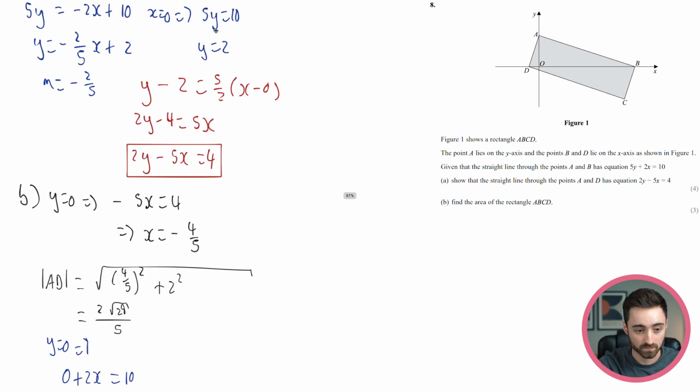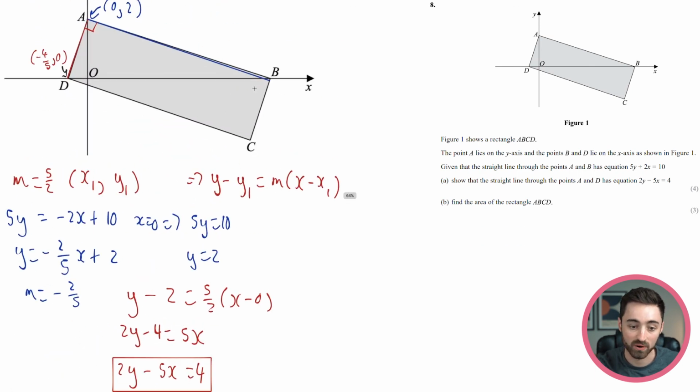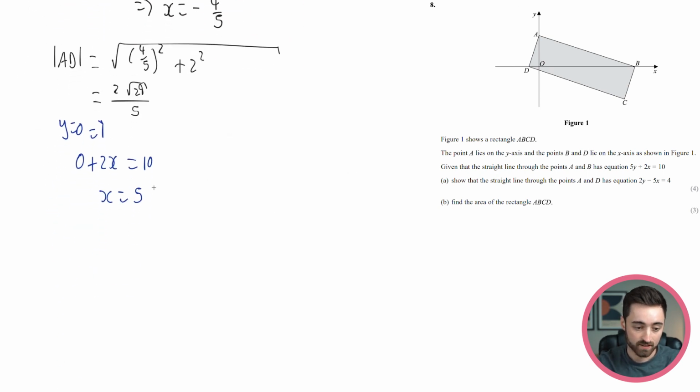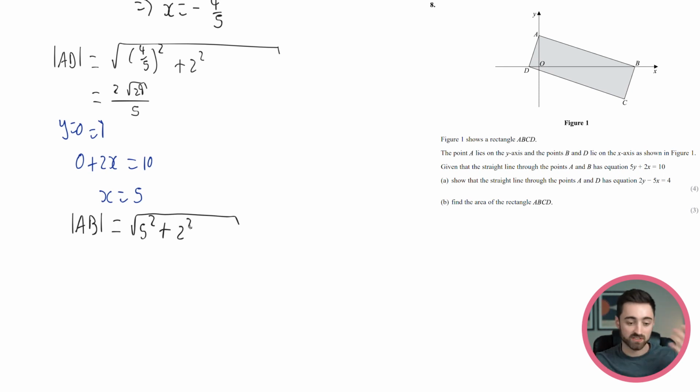So what do we know? We know that this point B is the point (5, 0). Okay, so we have (0, 2) and (5, 0). Again, we're going to do Pythagoras. I know there's quite a lot going on here, but it's similar stuff, so we're repeating ourselves a lot. So we're going to get 5 squared plus 2 squared, differences in the x squared, differences in the y squared. This is going to be the square root of 25 plus 4, which is 29.